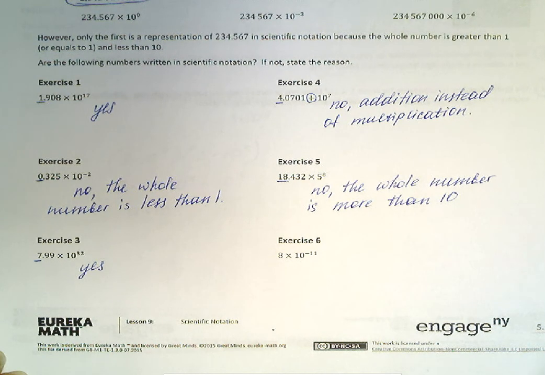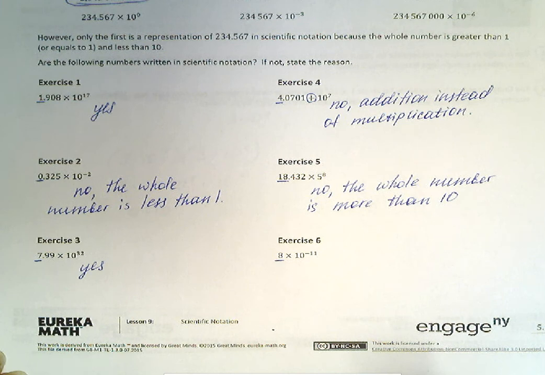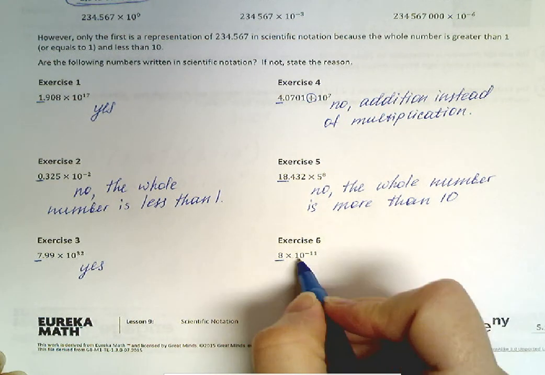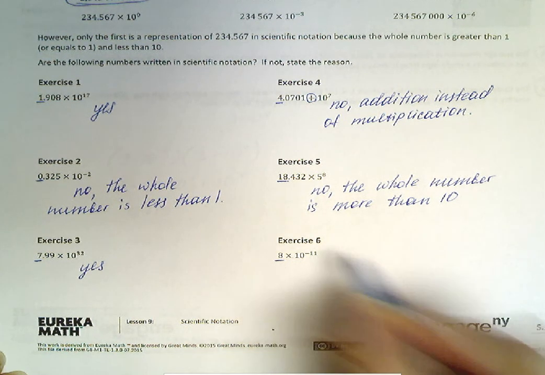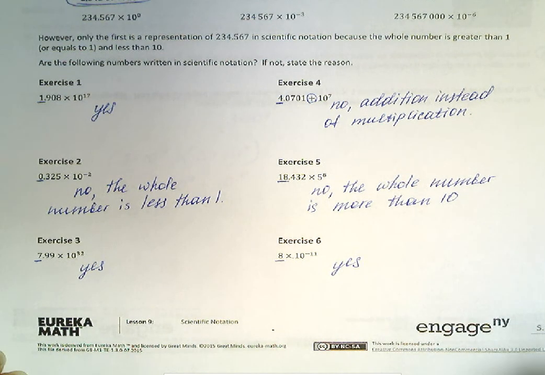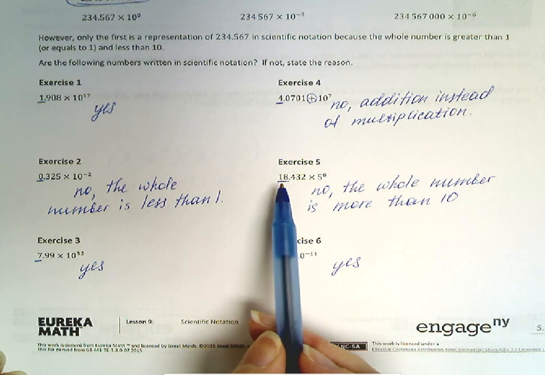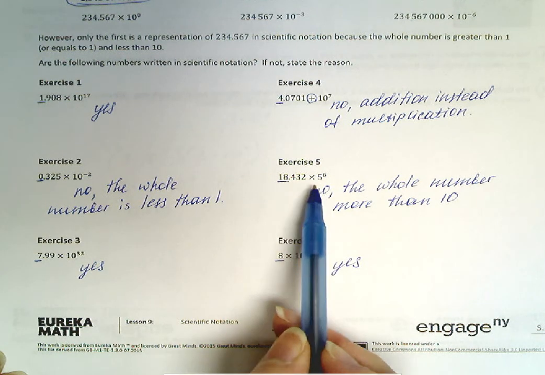And exercise 6, 8 is a whole number. It is more than a 1, less than a 10, multiplied by the 10 to the power of negative 11. Yes, it is written in scientific notation. So all you need to know from here is that scientific notation is a notation where we have a whole number that is more than or equal to 1 and less than 10 multiplied by 10 to the power.